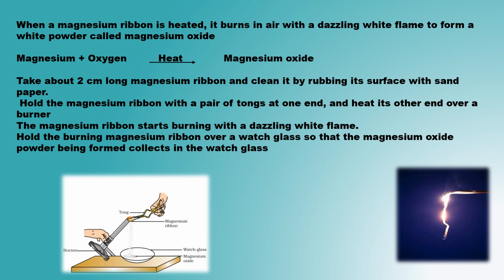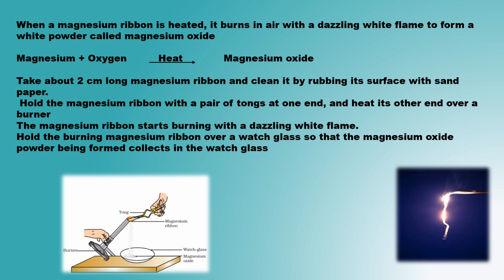So, before burning in air, the magnesium ribbon is cleaned by rubbing with a sandpaper. This is done to remove the protective layer of magnesium oxide from the surface of magnesium ribbon so that it may readily combine with the oxygen of air. On heating, we can perform the chemical reaction involved in the burning of magnesium ribbon as follows.